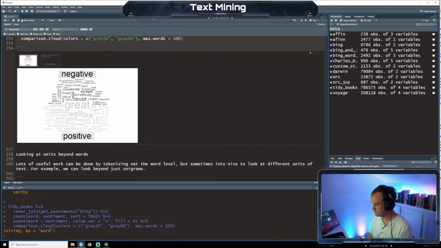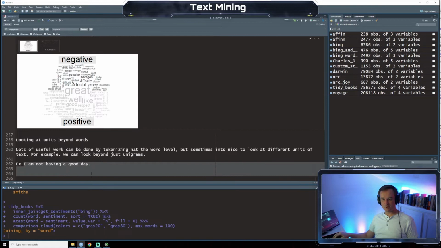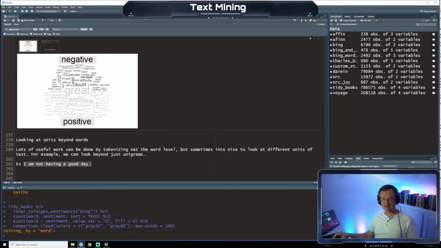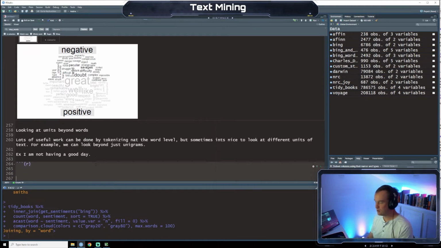So an example: I am not having a good day. If we were to count positive and negative words, we would probably have "not," and we'd have "good." So if we looked at just our unigrams, this sentence would be neutral, right? Because we have one negative and one positive. But the actual tone of the sentence, I'm not having a good day, is definitely negative. So sometimes we need to look beyond just single words, right?